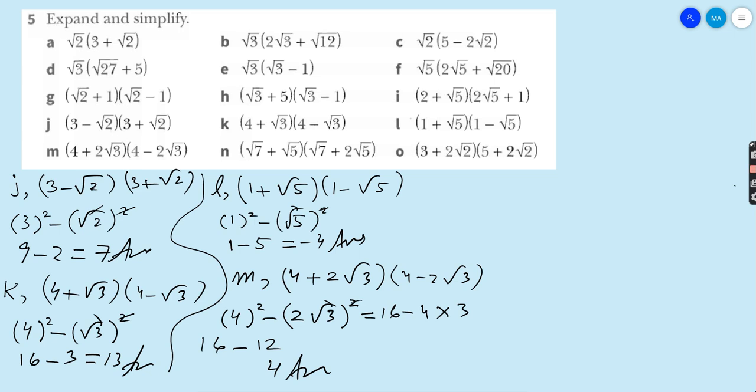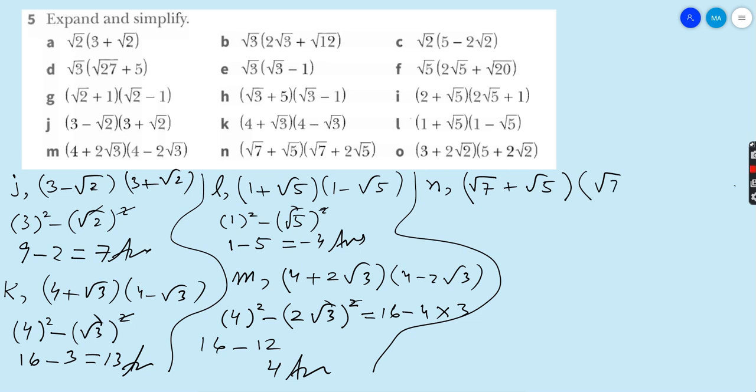Come to part N. Part N is root 7 plus root 5 multiplied by root 7 plus 2 root 5.